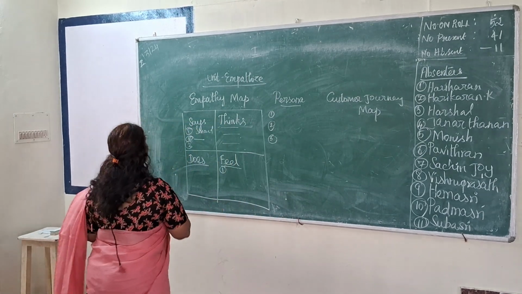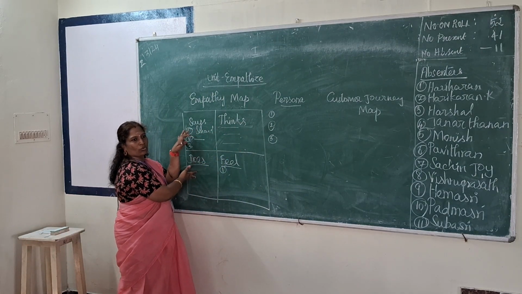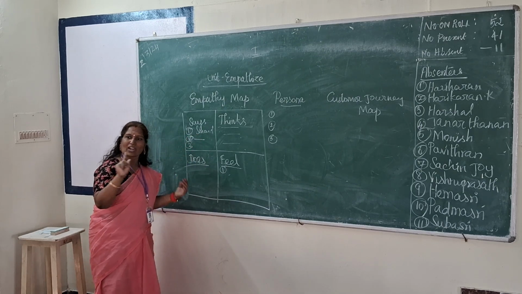So like that you need to observe all the four variations and record it through your empathy map. So whatever I explained, it was for one customer.